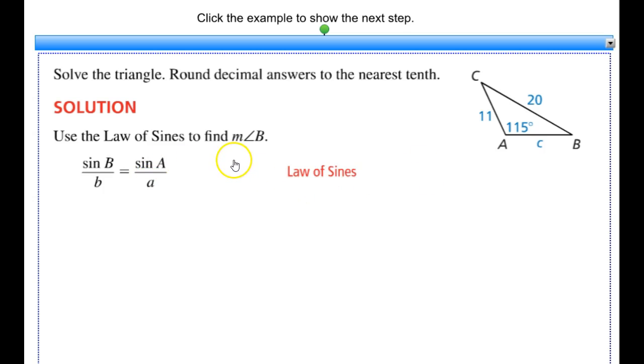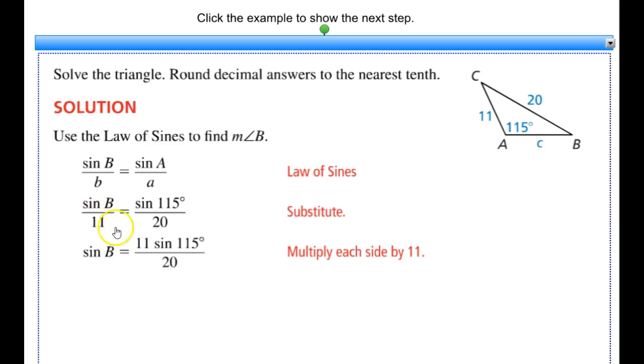So I write out my law of sines, knowing that the sine of an angle over the side length is equal to the sine of the angle over the side length. Then I just substitute the things that I know. So the sine of B over 11 equals sine of 115 over 20. Then I multiply each side by 11 to get this out of the denominator. And so I'm left with sine B equals 11 sine 115 degrees over 20.